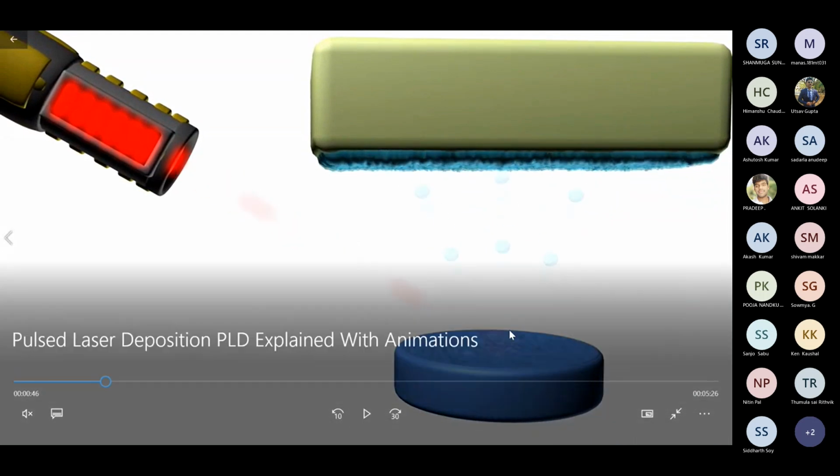You can see that these two are parallel, and this is the target material. Here the ablated atoms, or ablated particles, you can say, are coming and sitting here. In this region there will be a plasma generation, and this plasma generation will also accelerate this process.